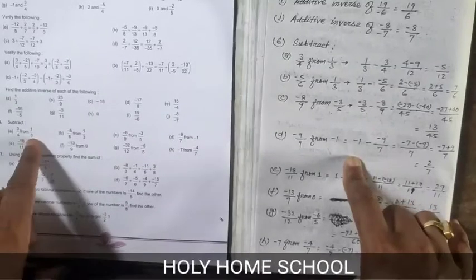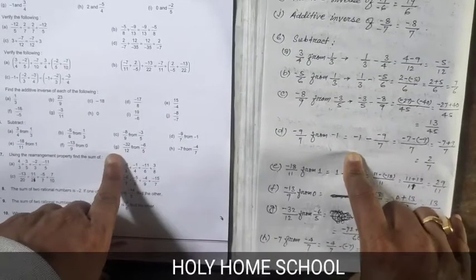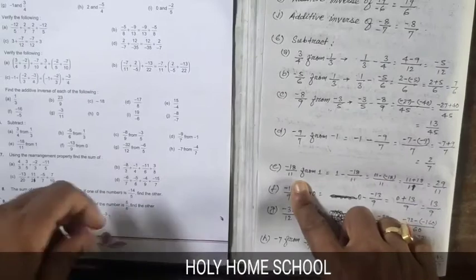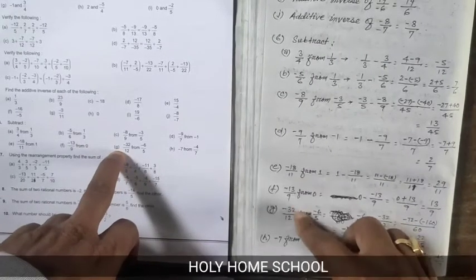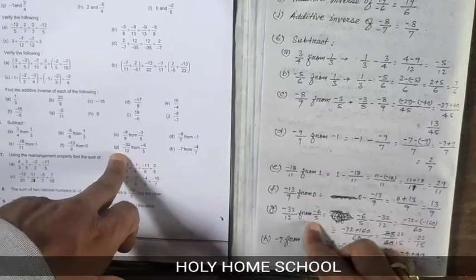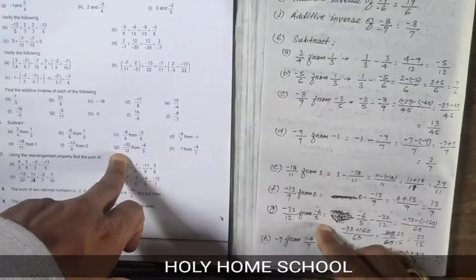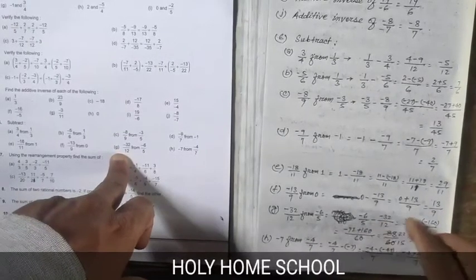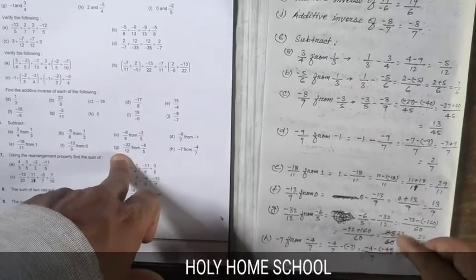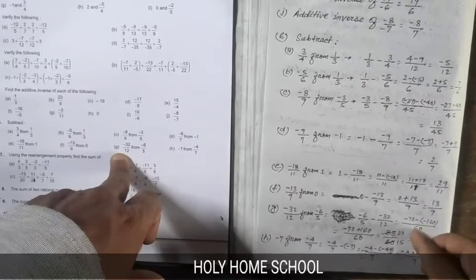See, one example, consider it properly. Subtract minus 32 by 12 from minus 6 by 5. Minus 6 by 5 minus 32 by 12. The LCM of 5 and 12 will be 60.